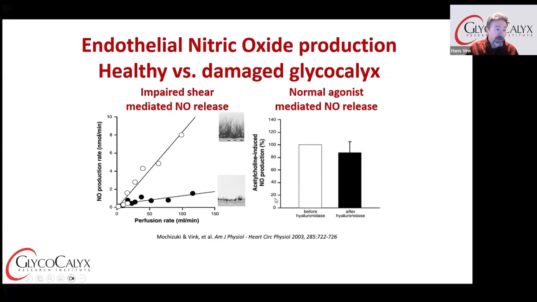At the same time, the endothelial cells can still produce nitric oxide if they're stimulated by chemicals like acetylcholine. On the right-hand side are the same vessels with and without glycocalyx stimulated with acetylcholine, and you see still normal levels of nitric oxide production by this endothelium. So the endothelium is still there, still functional, can still produce nitric oxide, but if you take away the glycocalyx, you lose that shear sensor that allows you to increase nitric oxide production when blood flow increases.